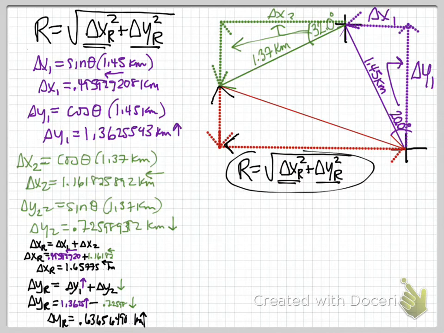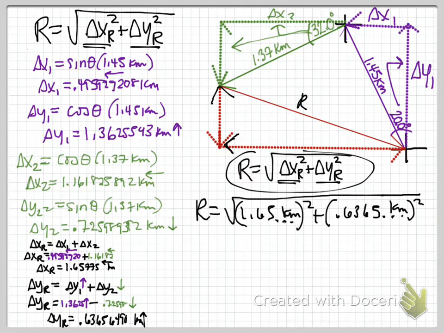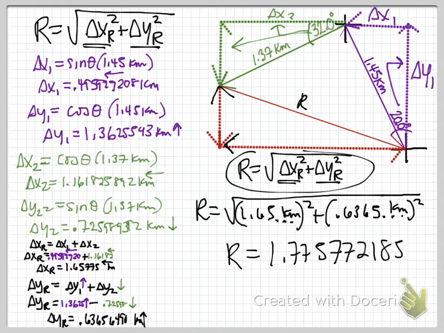Remember that thing we started with? Time to use it. Let's go. The resultant here is equal to the square root of the x displacement squared plus the y displacement squared. R is equal to the square root of 1.65 etc. squared plus 0.6365 etc. squared, giving us a value for our resultant of, I feel like there should be a drum roll, 1.775772185 kilometers. Fantastic!